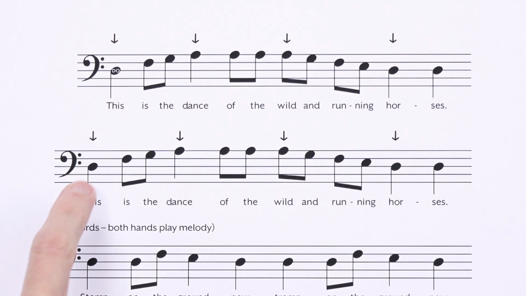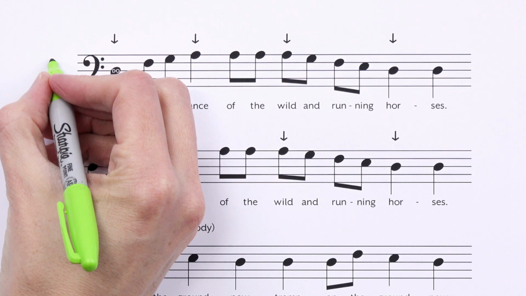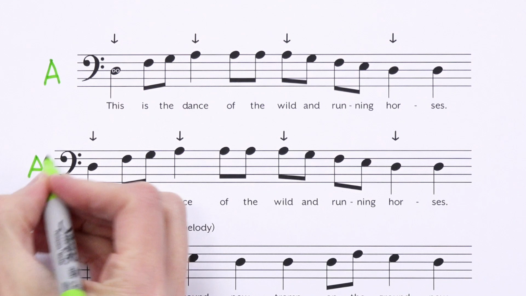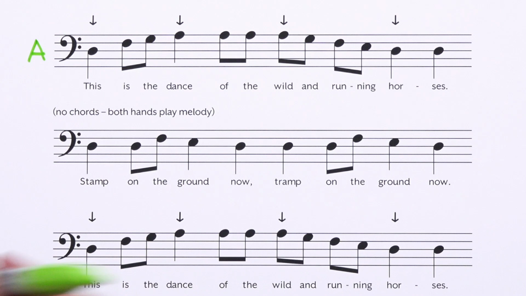Now, will you take a look at line 2 and tell me what you notice? If you check every single note, you'll notice they're exactly the same as line 1. So when we have patterns like this in music, we like to use capital letters. A for line 1, and then if it repeats again, we call this line another A. Now, what about line 3? Same or different? If you said different, you're correct. So we'll call this line B.